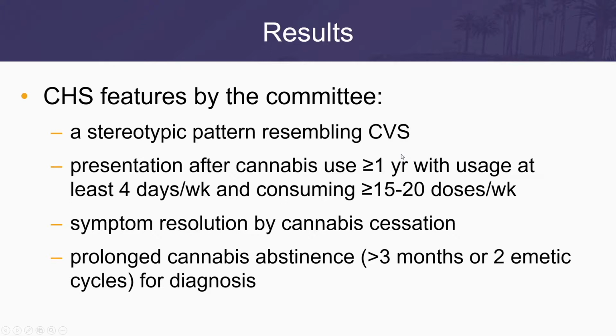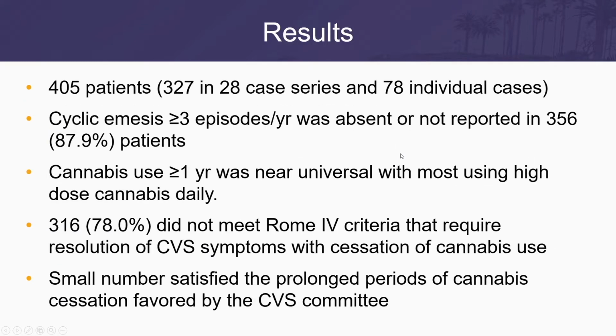Now, this is where they were trying to determine how long do you have to test a patient off cannabis to see if their symptoms go away so that you can say they have CHS. And it really has to be prolonged. So they said, based on the data that's available, it has to be 3 months at least, or at least making it through 2 of their cycles of vomiting. So say a patient has vomiting every other month, you'd have to be off it long enough so that you see that you bypass 2 episodes. So really their CVS symptoms are due to cannabis.